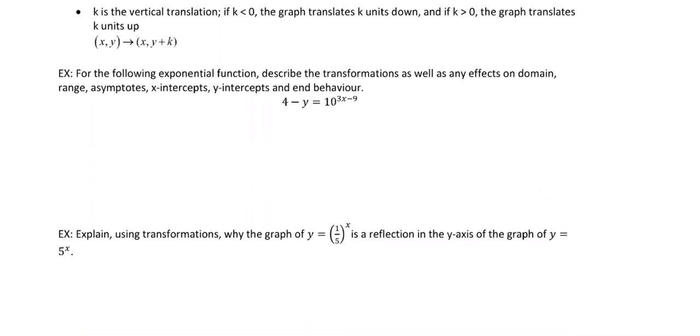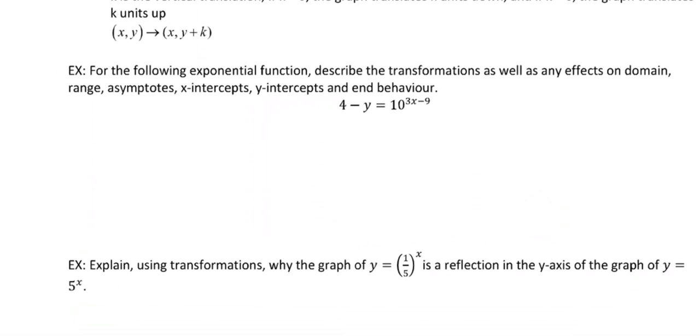So let's just do an example here. For the following exponential function, describe the transformation as well as any effects on domain, range, asymptotes, x-intercepts, y-intercepts, and end behavior. Okay, so first thing I'm going to do, I'm going to rewrite this a little different. Let's rewrite this as y is equal to -10 to the power of 3x minus 9, plus 4.